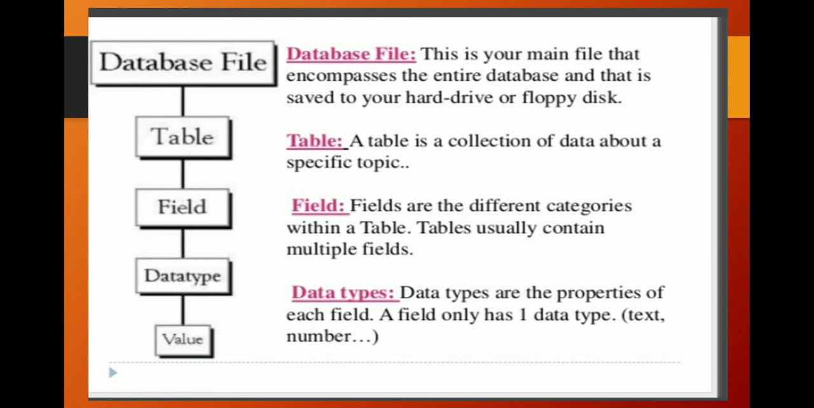Table. A table is a collection of data about a specific topic. Field. Fields are the different categories within a table. A table usually contains multiple fields, means in a table more than one field is given. Data types. Data types are the properties of each field. A field only has one data type, text or number. Either that field will be a number or it will be a text.